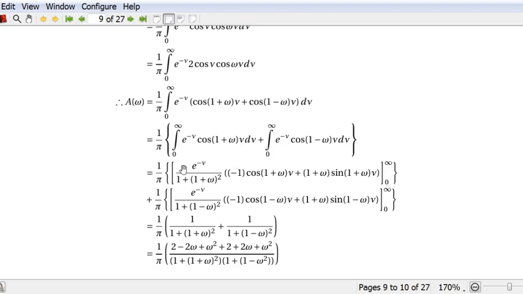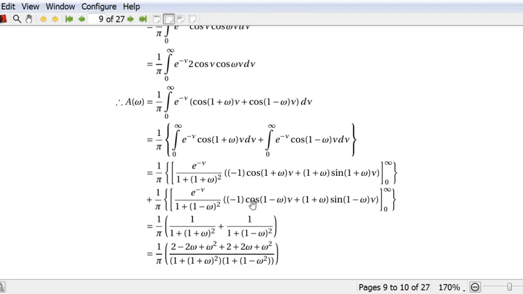When I put the upper limit, e raised to minus infinity is 0. When we put the lower limit 0, e raised to 0 is 1. So 1 divided by 1 plus omega square, into cos 0 is 1 and sin 0 is 0. So minus into minus gives plus 1 by 1 plus omega the whole square. In the second term, we substitute the upper limit infinity, so we get e raised to minus infinity into this expression, that is 0, minus, when I put the lower limit, cos 0 is 1. So minus of minus gives plus 1 by, here the denominator is 1 plus 1 minus omega the whole square.